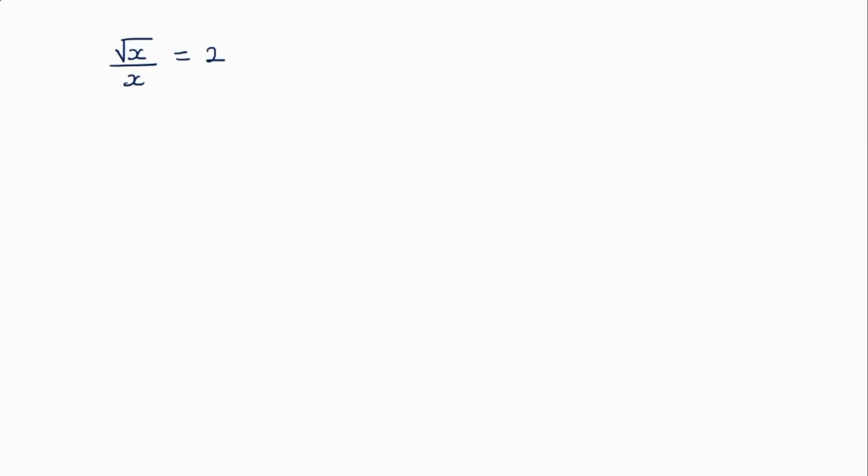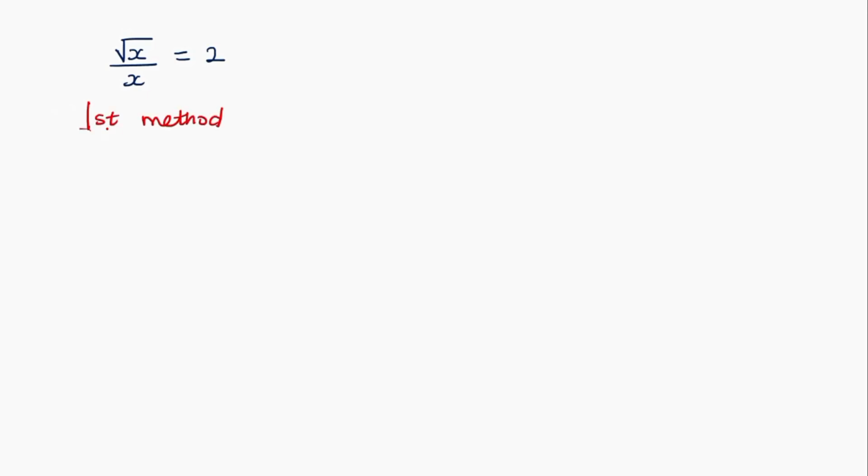So right here, guys, we have an Olympiad Mathematics question that says the root of x over x is equal to 2. We are to solve for x. And right here, guys, I'm going to make use of two methods to solve this particular problem. So right here, guys, the first method.